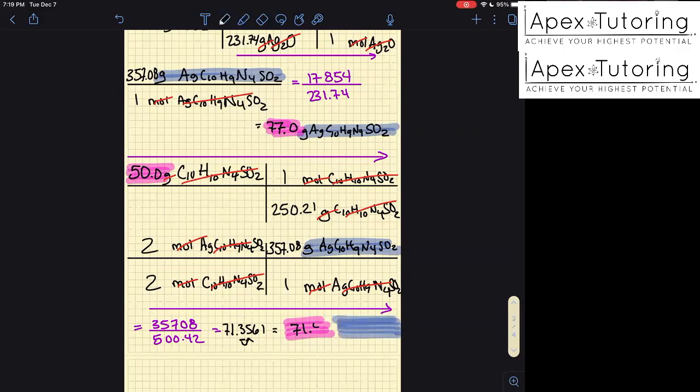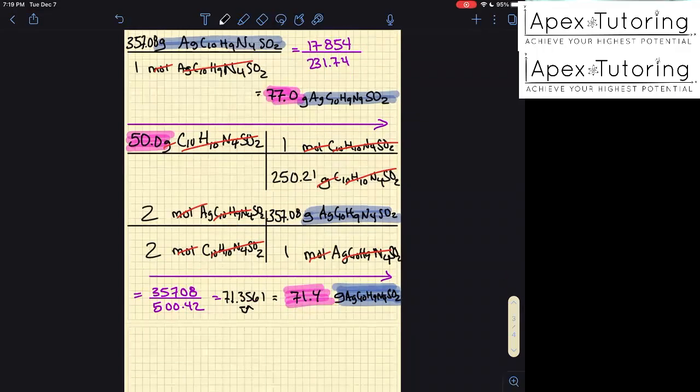And now do we compare them, though? Yeah, hold on. Grams of all that stuff: AgC10H10N4SO2. Okay, so then we compare. So how many cookies can we really make? 71. So that's our real answer.